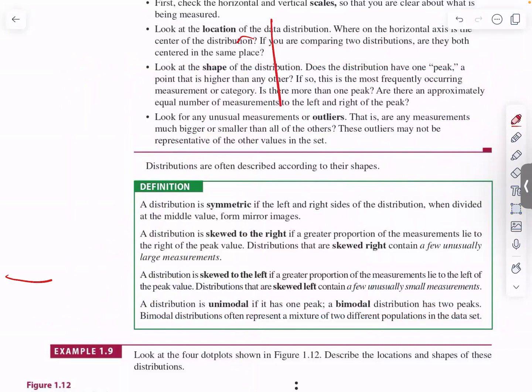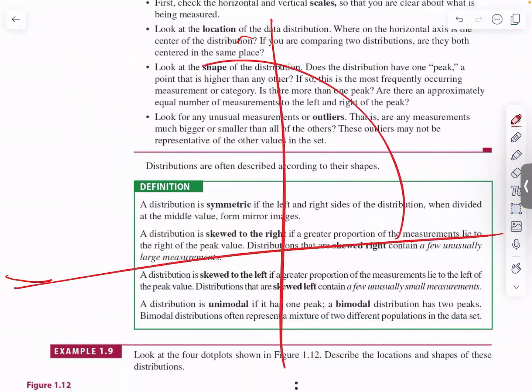And it can be skewed to the left. See? Okay, and a unimodal distribution has just one peak. A bimodal has two peaks. You can also have multimodal, more than two peaks. Okay, what does that mean?